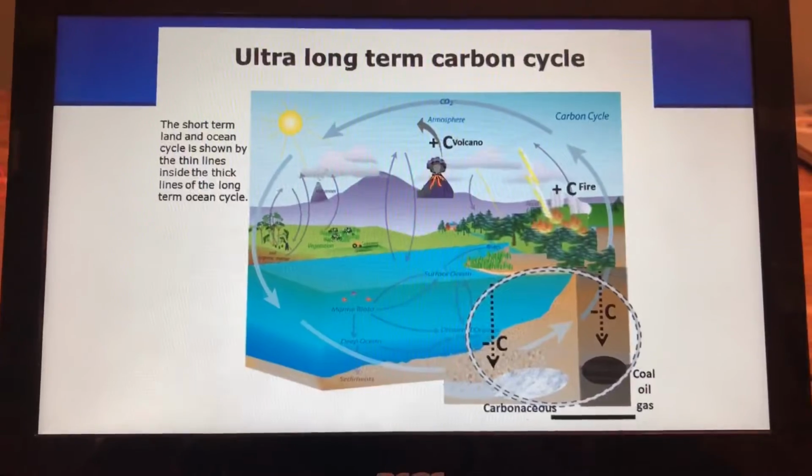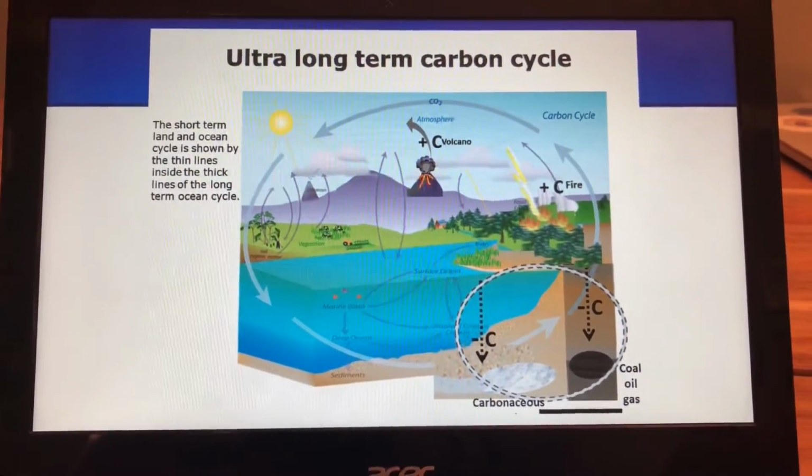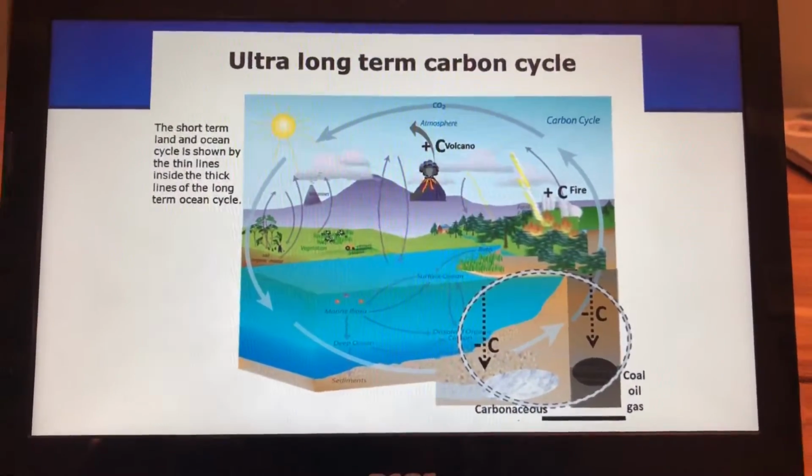All right, so I think I showed this yesterday. This is a chart of the long-term carbon cycle. Don't worry about knowing it. I just included it in case you guys were curious.